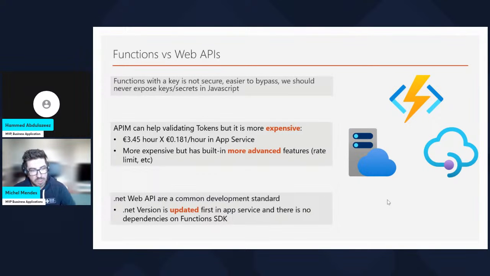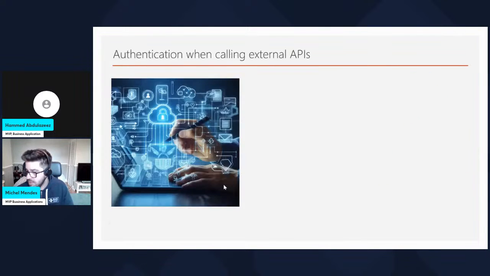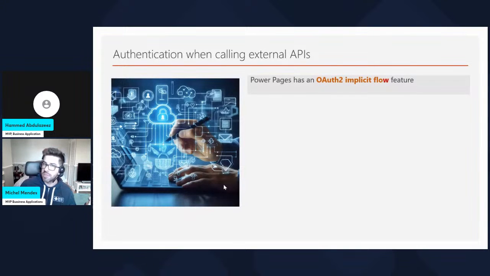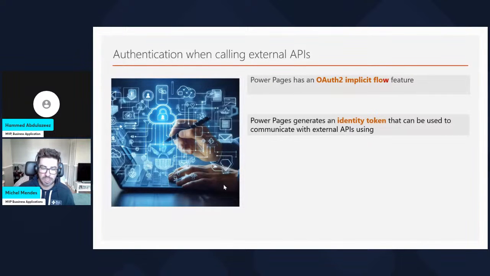And as I mentioned as well, we are going to be explaining the concept of using web APIs to extend Power Pages. And as I was mentioning, to be more secure, we need to authenticate when we call external APIs. And how can we do it? We can leverage the OAuth 2 implicit flow feature from Power Pages. That OAuth implicit flow generates an identity token that can then be used to communicate with external APIs.